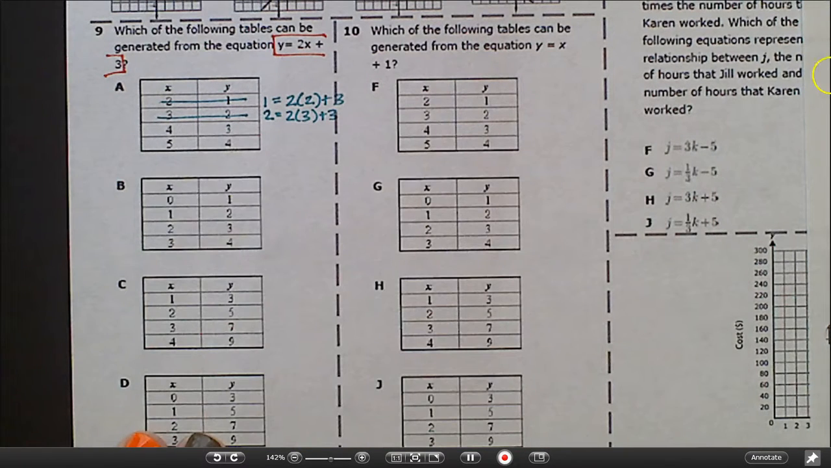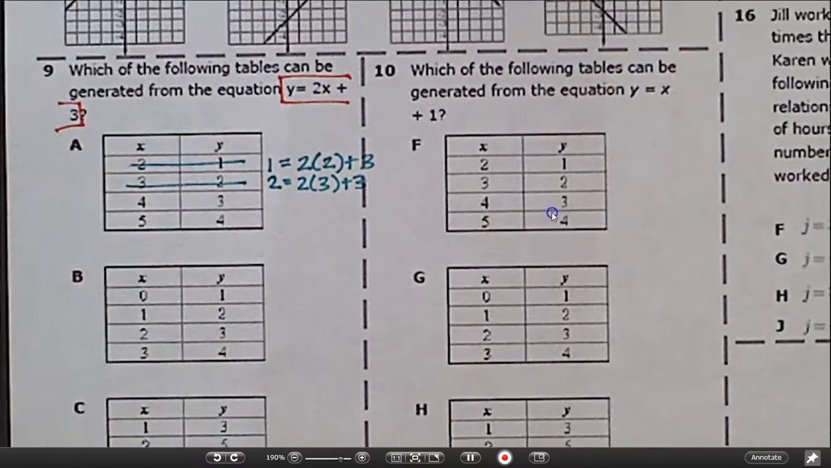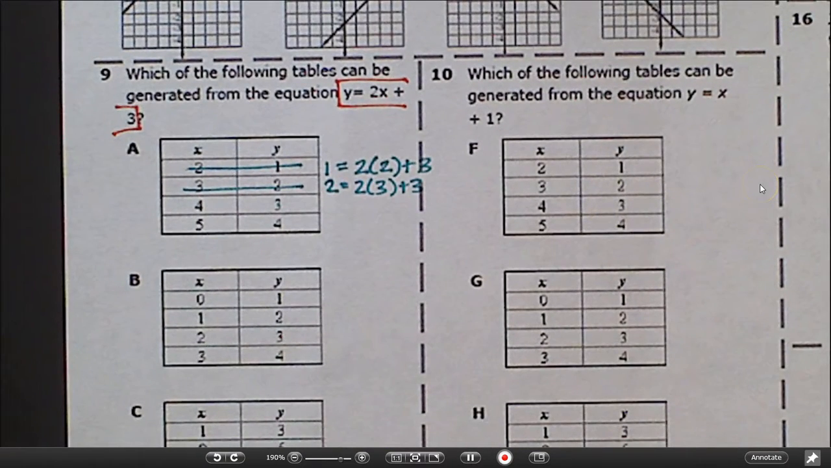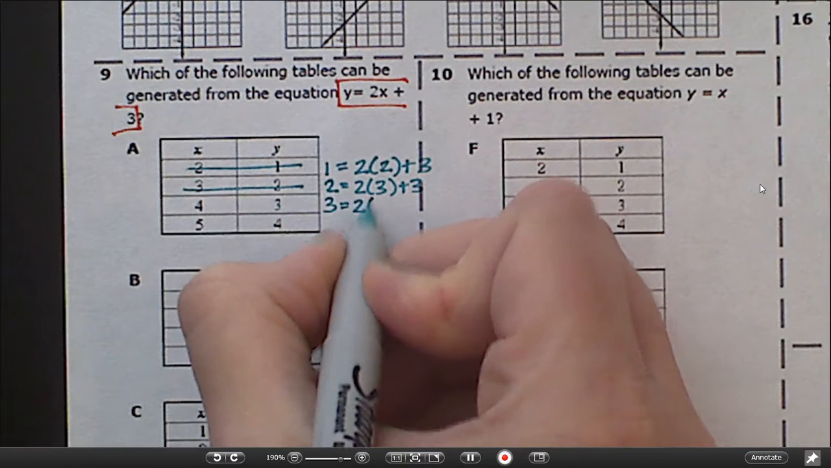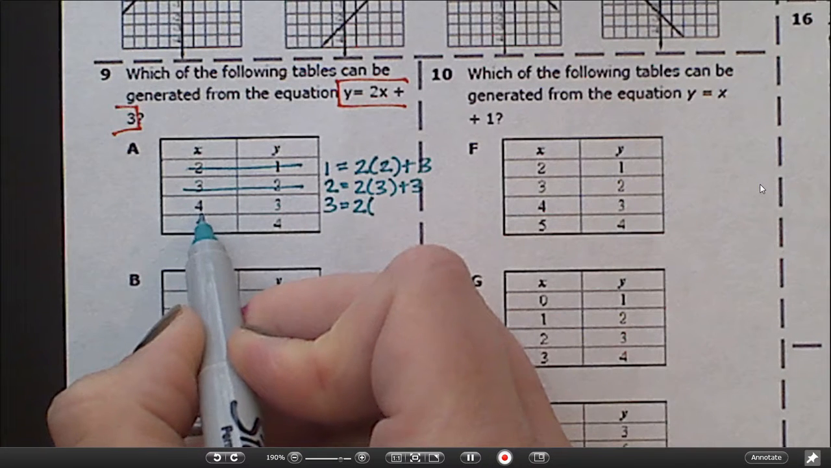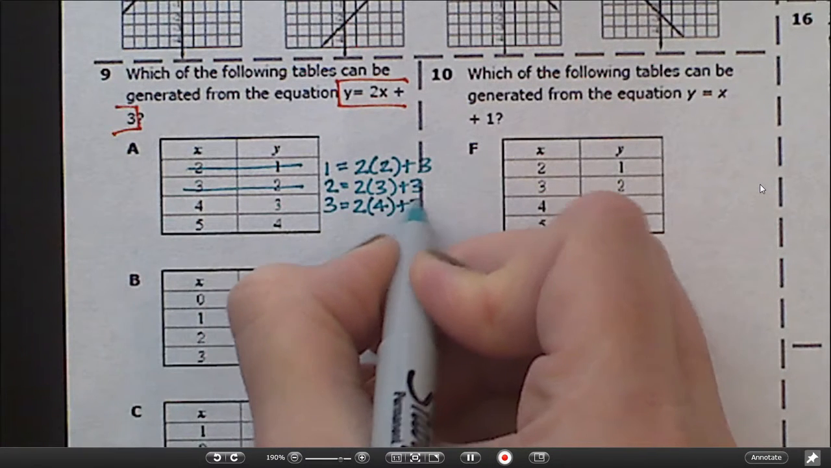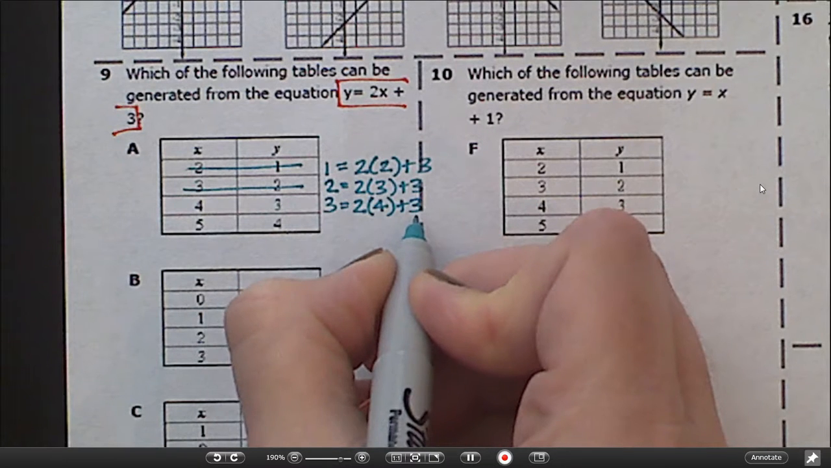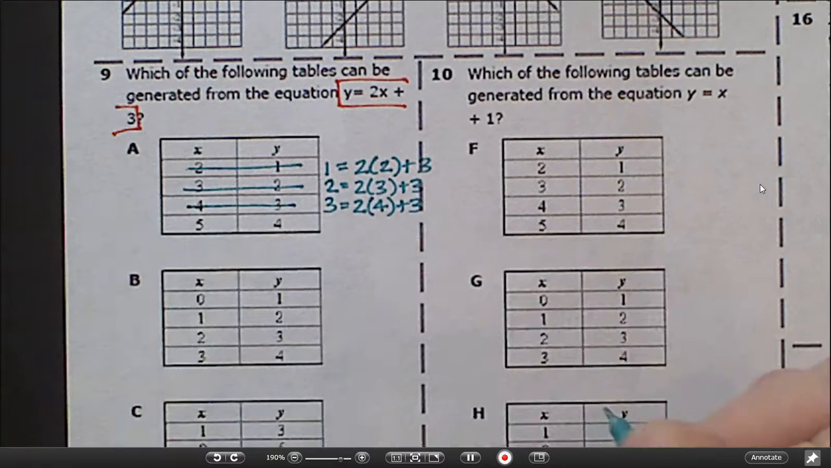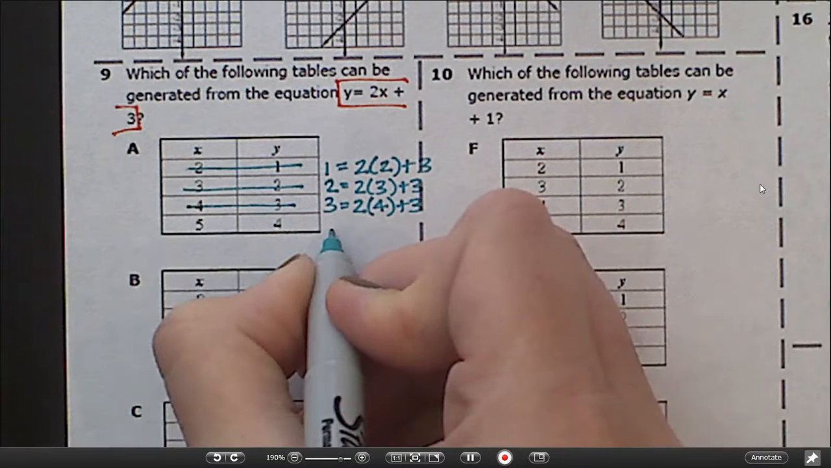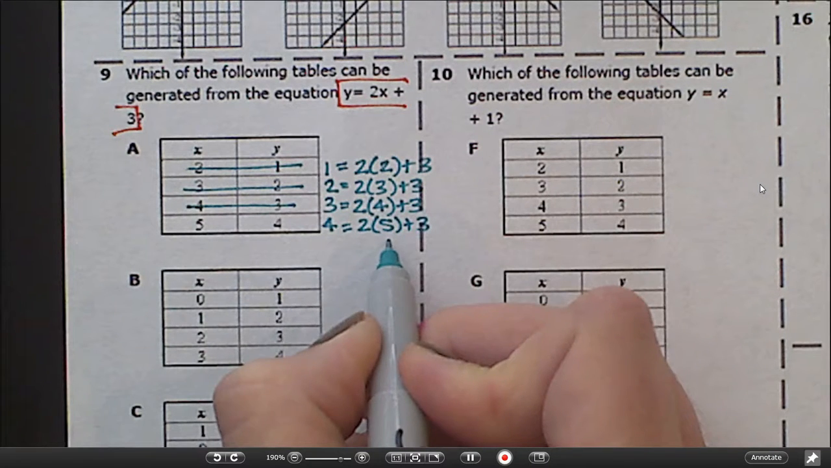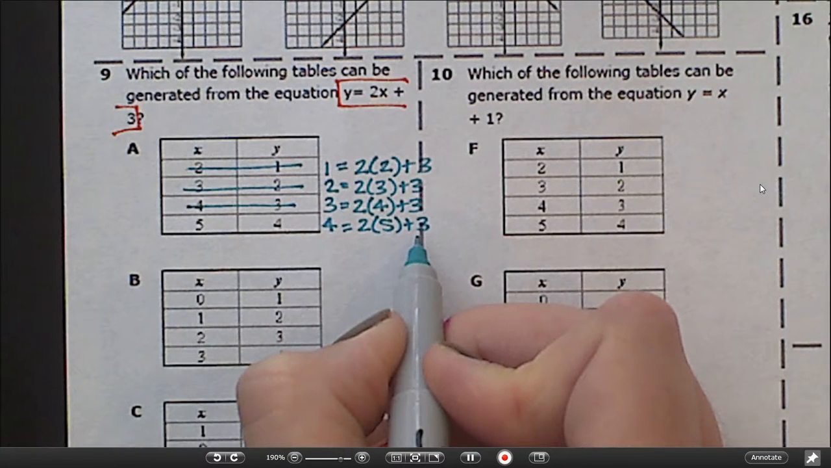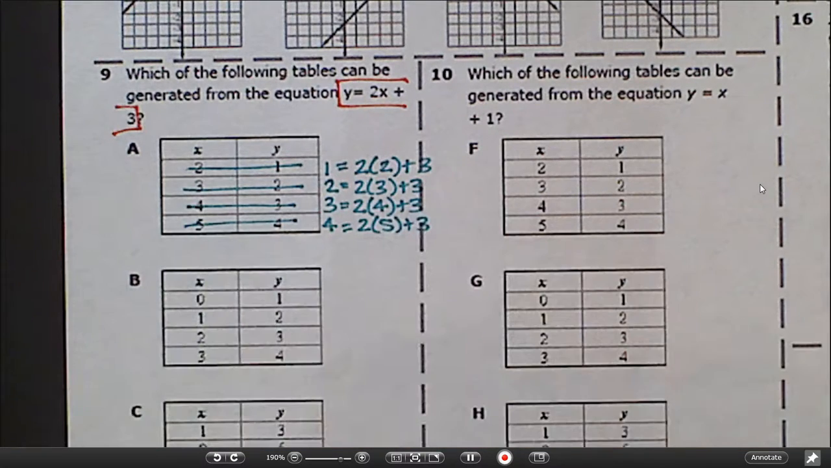Here, I'm going to zoom in a little bit so y'all can see a little bit better. I'm going to plug in 3. So 2 times, in this case, 4, because I'm plugging in x, plus 3. Well, 8 plus 3 is 11. So this one is not true. And then 4 equals 2 times 5 plus 3. 2 times 5 is 10, plus 3 is 13, not 4, so that one's gone. So we can get rid of choice A.